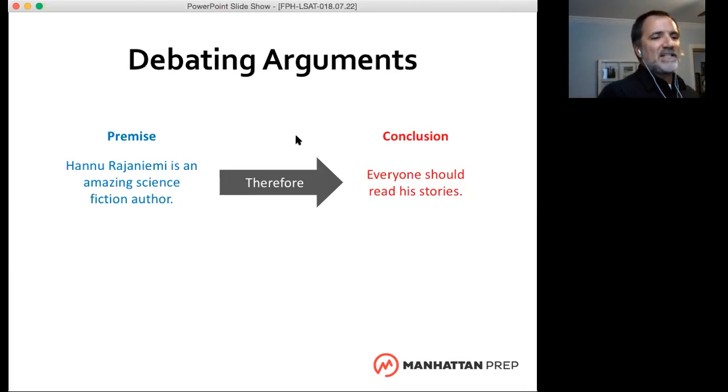And the thing that makes this an argument, in order for us to have an argument, we can't just have a claim. In fact, a claim by itself isn't even a conclusion. We couldn't even call that a conclusion. In order for this claim to be a conclusion, in order for us to have an argument, we also have to have support. We have to have a premise.